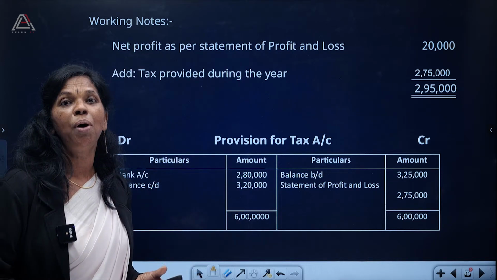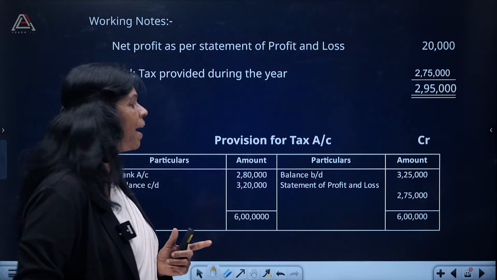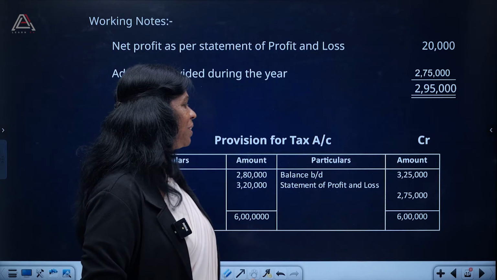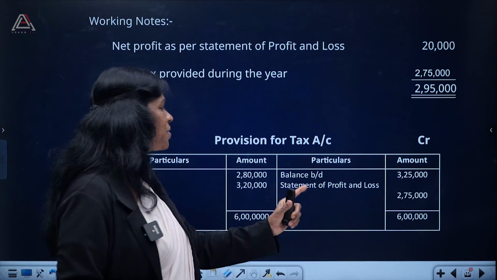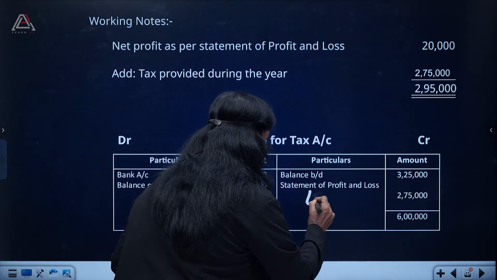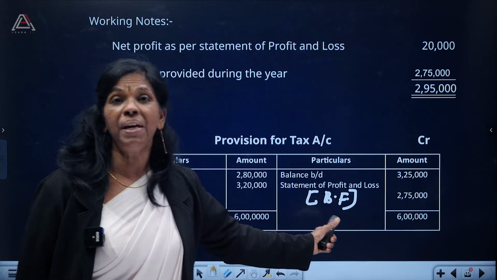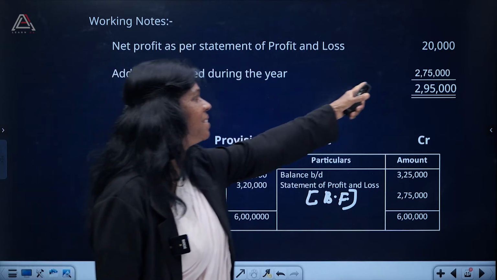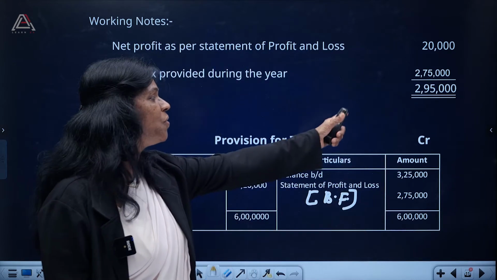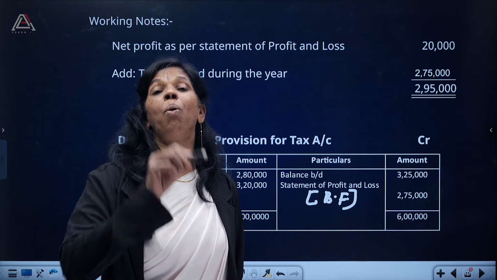Then what do we have to do? After that we have to balance both sides of the account. This side total is 6 lakh. This side we have only one item, the opening balance of 3,25,000. Then the difference between both sides is 2,75,000. This is the balancing figure, BF, taken to the credit side, 2,75,000. So now, net profit before tax, how much did we get? 2,95,000. This is the first item in the cash flow statement under operating activity.